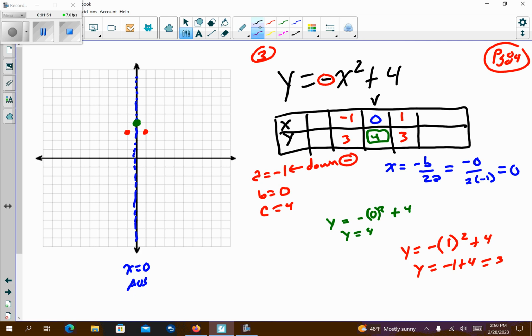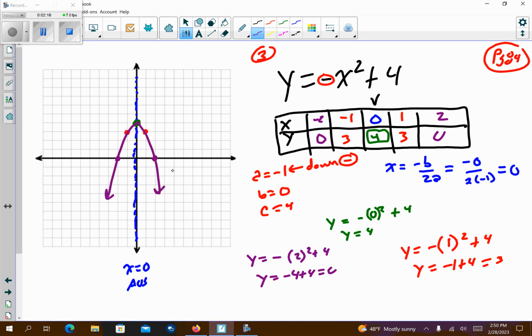And then we could plug in 2 and -2. And again, if I plug that in, I get y equals the -2 squared plus 4. So y equals -4 plus 4, which is 0. Guess what I just found right there and right there? Those are my roots. Here's my parabola.